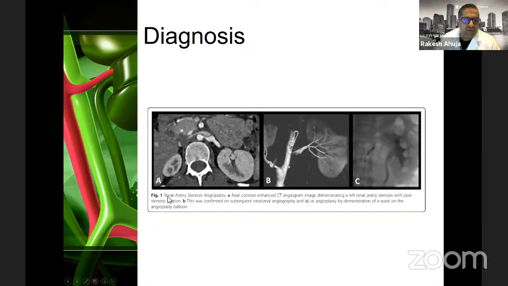Here we see one of the beautiful images. This article definitely has some beautiful images, and one of them is this. There you can see the renal artery stenosis in the axial contrast enhanced CT angiogram, which demonstrates this left renal artery stenosis, which can be seen on this MIP image, confirmed on subsequent rotational angiography and angioplasty by the demonstration of this waist of the angioplasty balloon.